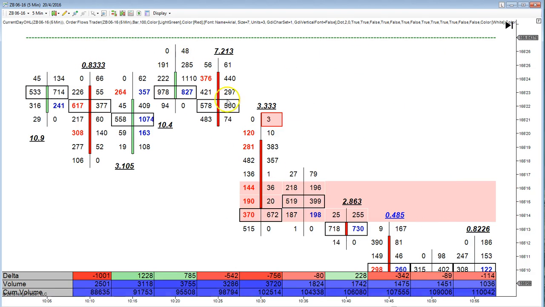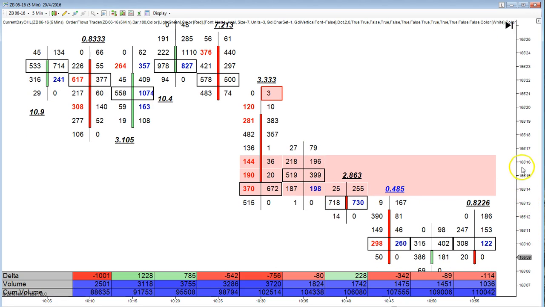Okay, so here we're up near the high, and we get a stacked selling imbalance. And what's happening, this next bar opens, we trade inside of it, we get through it by a tick, and then we start to come off. It's acting as resistance.